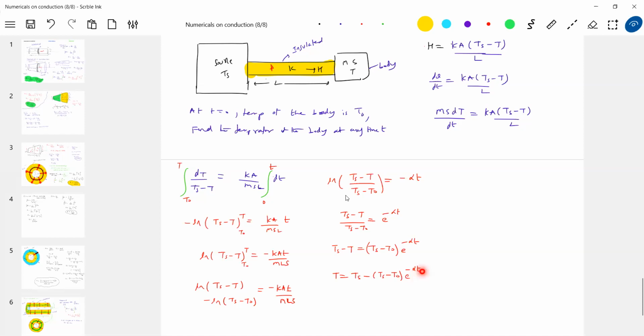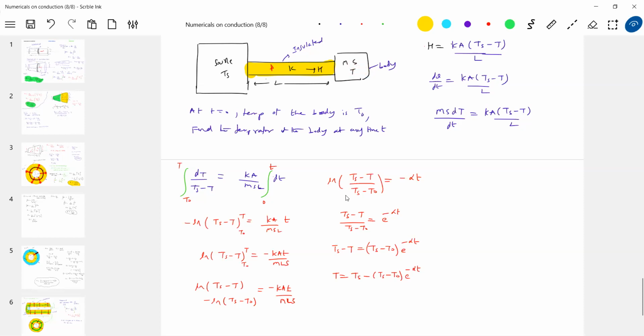E to the power of minus infinity will be 0. The temperature of the body will be Ts. Am I right? Put T equal to infinity. Or say, this will become 1 by e to the power of alpha t. Put t equal to infinity, 1 by infinity will be 0. This quantity will become 0. What is the temperature of the body? It will be Ts. Justified.